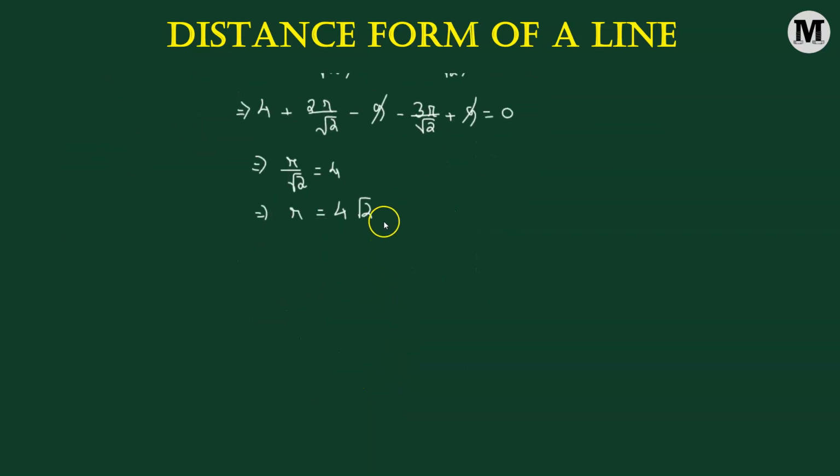So here we can say that thus the distance between the 2 points A and B is simply going to be 4 square root of 2 units. That's the final answer.